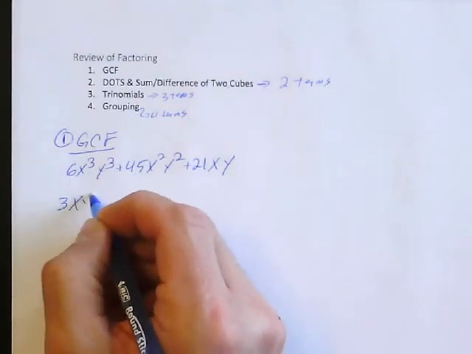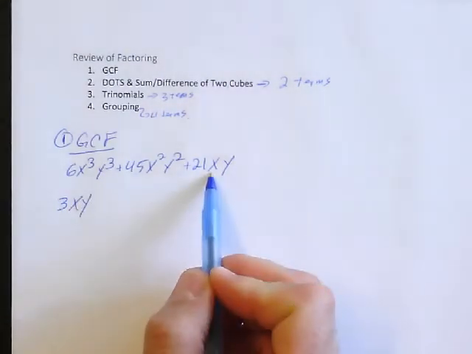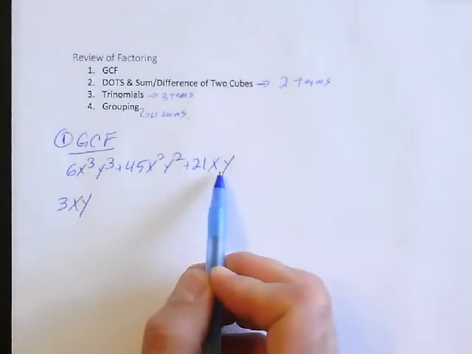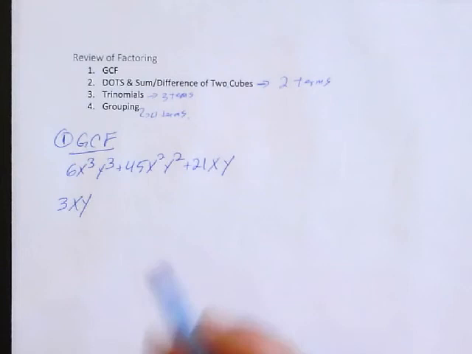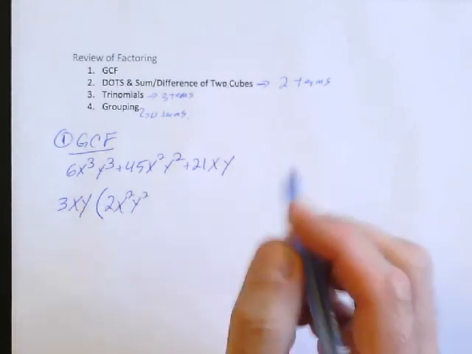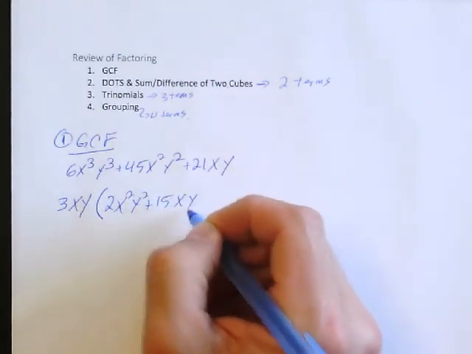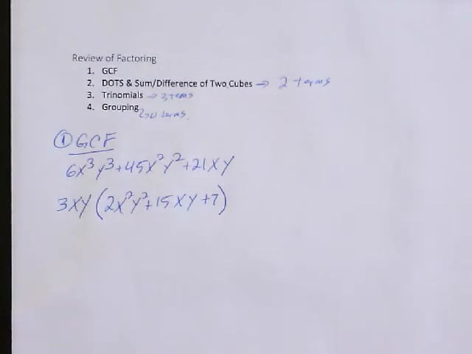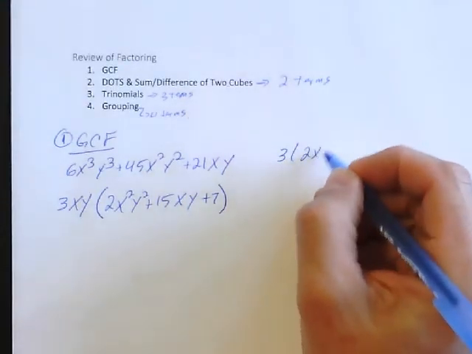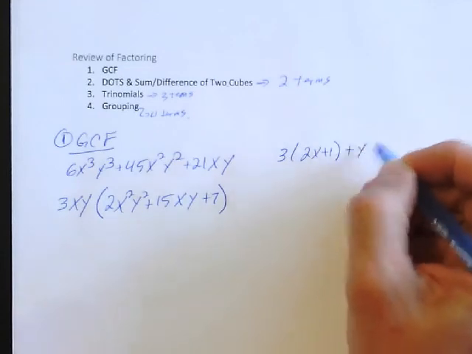Now we're going to look at our x's and look at our y's. So we have an x cubed y cubed, x squared y squared, and xy. The best we can hope for is an xy to factor out, because we can take 1 away from here, that'll leave us with none. We have 2, we have 3, we can't take 3 away from over here, because then we would end up with a deficit. So now we just have to figure out what goes on the inside. 3xy times 2x squared y squared plus 15xy plus 7. So that's one way to look at GCF.